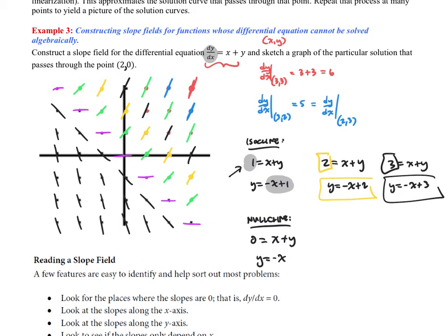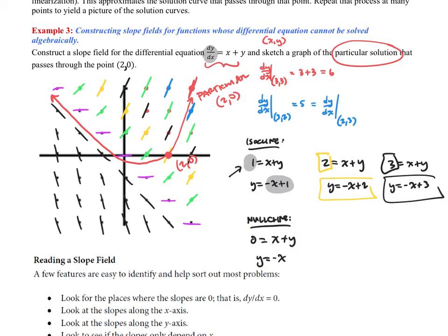Now let me sketch the particular solution that goes through the point 2, 0. So where's 2, 0? Here's 2, 0. That's the point 2, 0. If I were to sketch the solution, I think it would look something like this. Right, kind of hit that slant asymptote. This would be the particular solution through the point 2, 0.